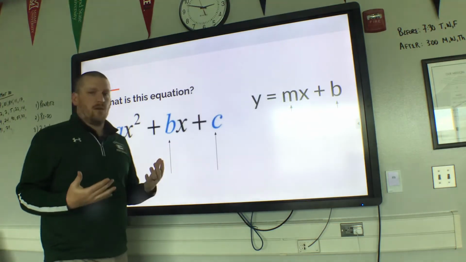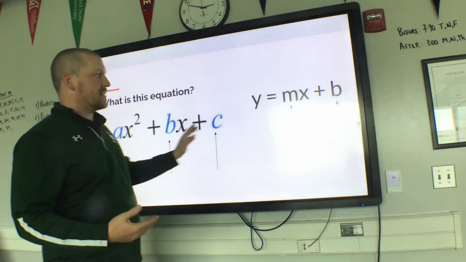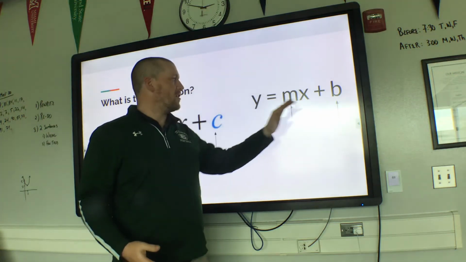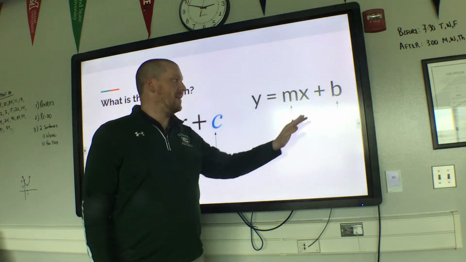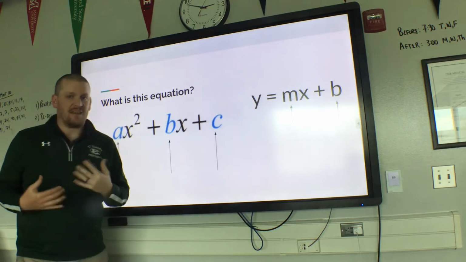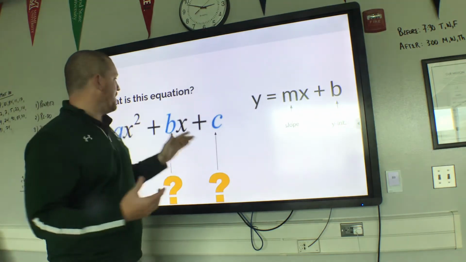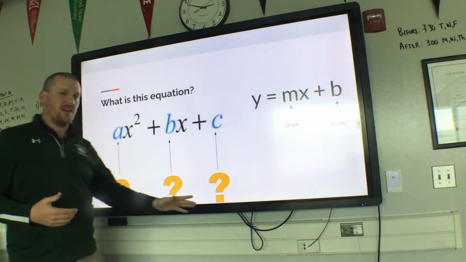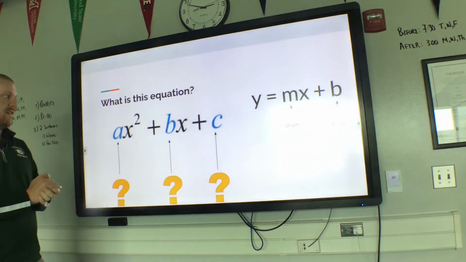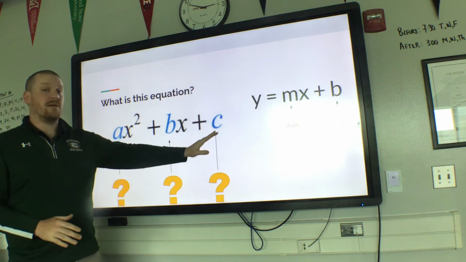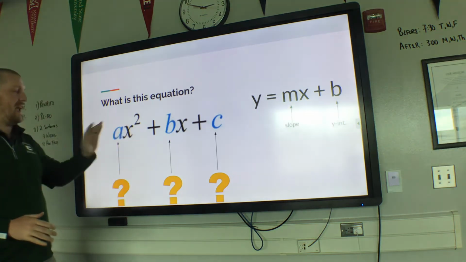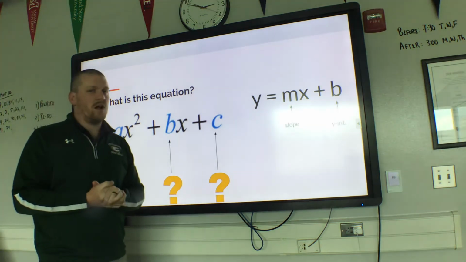Well, what is this equation, ax squared plus bx plus c? We're going to compare it to y equals mx plus b. That's a line, and this m and b meant two different things. The m meant slope, and the b meant y-intercept. So that means the a, b, and c values here are also going to mean certain things. You'll notice the c means something really familiar to us, and the a and b are going to do certain things to the graph as well.